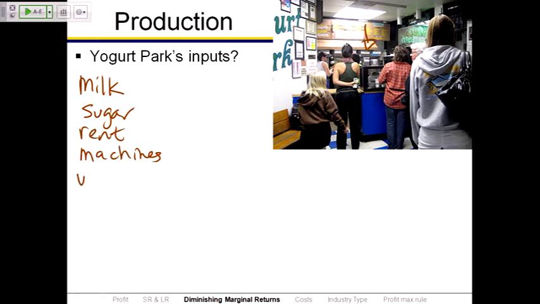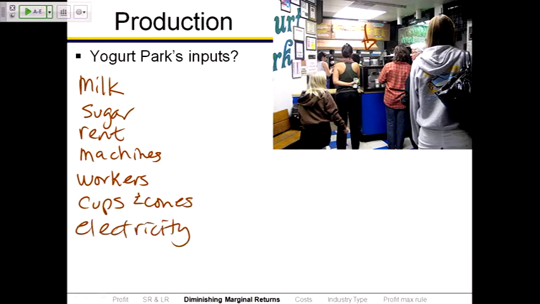Workers. Yep, because that frozen yogurt doesn't make itself. And even over there at Yogurtland, you may make your own frozen yogurt, but you still have a worker to take the money. And there's somebody behind the scene filling those machines. Cups and cones. Good. What else? Electricity. What are the other inputs that we need for making frozen yogurt? M&Ms. Or more generally, we'll call them sprinkles. Or toppings. I guess toppings. Spoons. All right, what else? Oranges? Is that a topping?